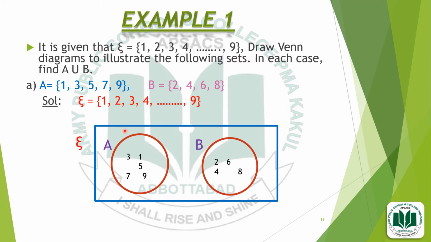So this is how I'm going to represent them pictorially. I'm going to draw two separate circles to represent disjoint sets and place the numbers in their appropriate regions. Now, by observing these Venn diagrams, if I want to write A union B, what would it be? It would be all the numbers from 1 to 9.